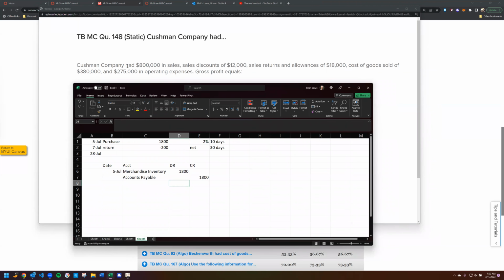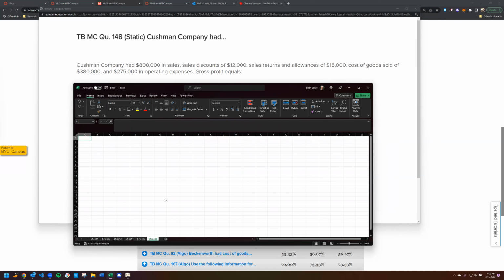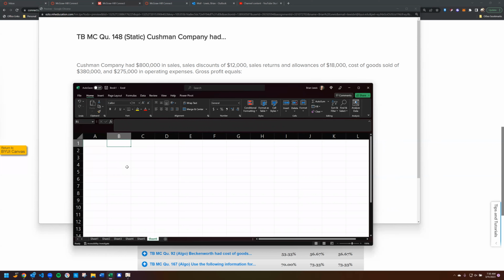Okay. Cushman Company had $800,000 in sales, sales discounts of 1,200, sales returns and allowances of 18, cost of goods sold of 380, and operating expenses of 275. Gross profit. That's a great word, gross profit. I'm not sure why they use gross profit sometimes, gross margin another, but there is a difference, but they use them synonymously.